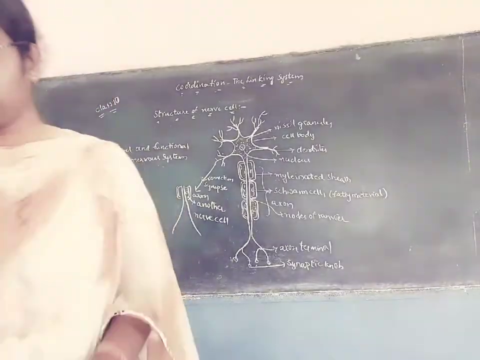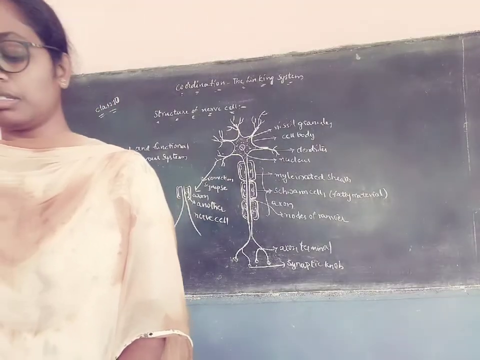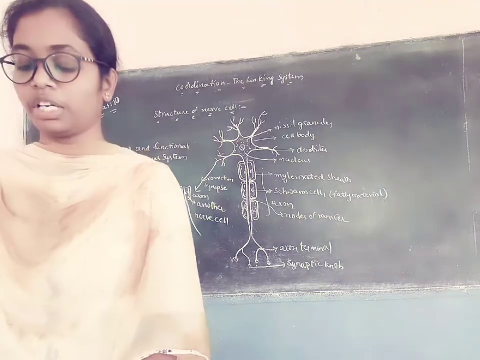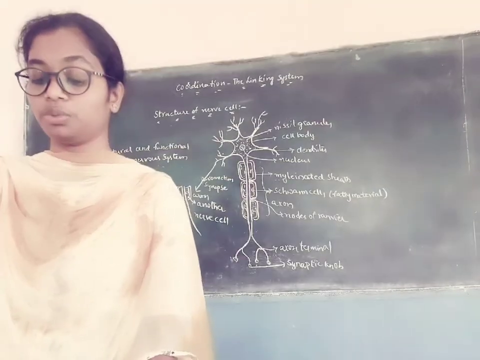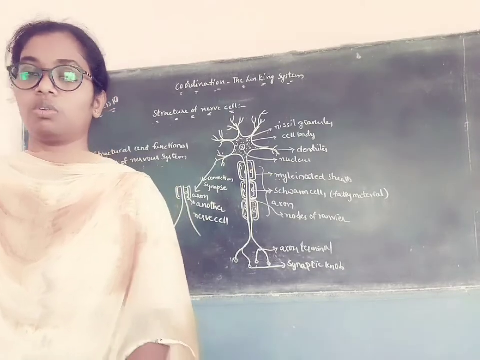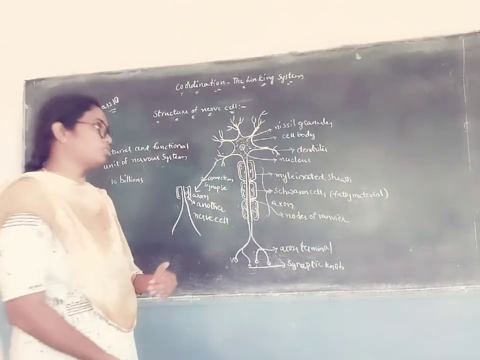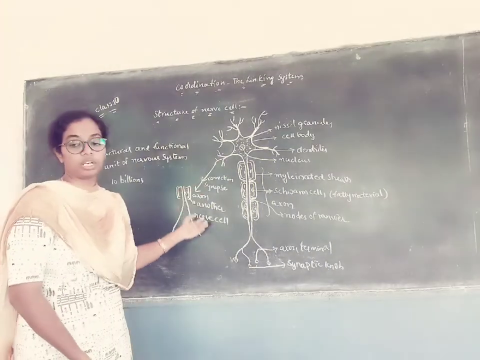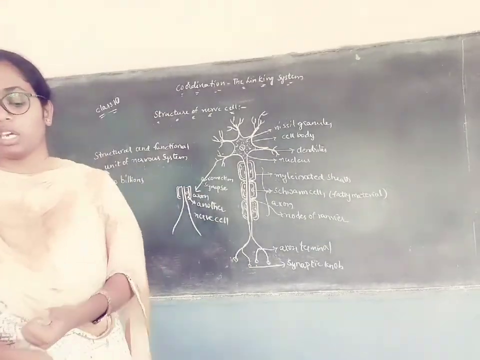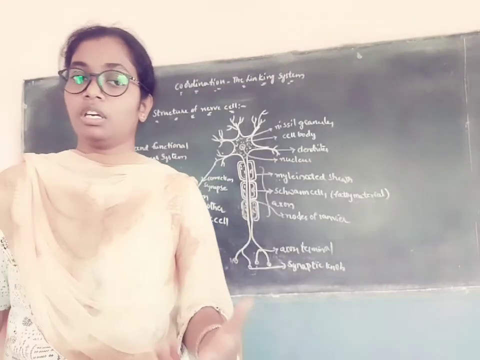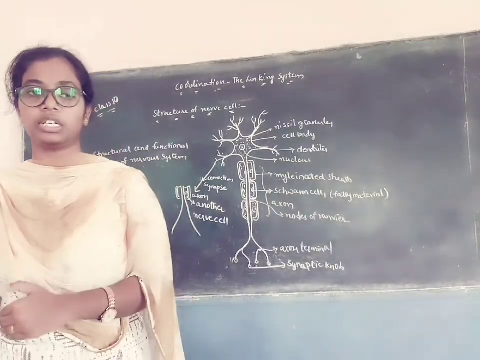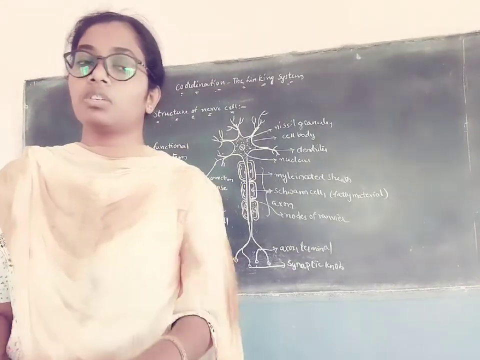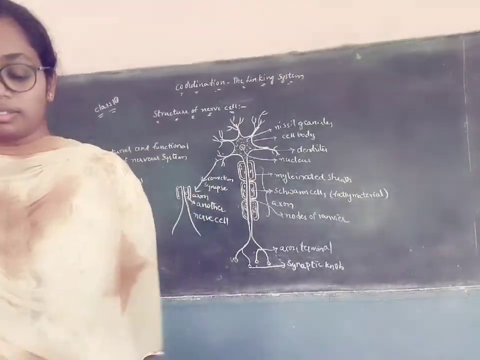Next, synapse is a functional region of contact between two neurons where information from one neuron is transmitted or relayed to another neuron. Okay, this synapse's function is to transfer information from one neuron to the other neuron. It is able to transfer the information from one neuron to another neuron. So that connection is known as synapse.